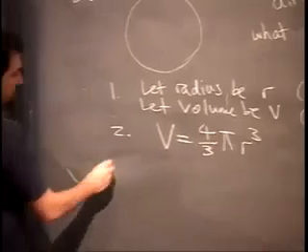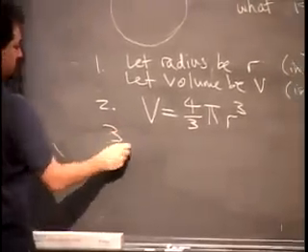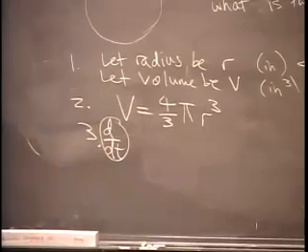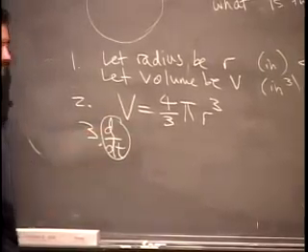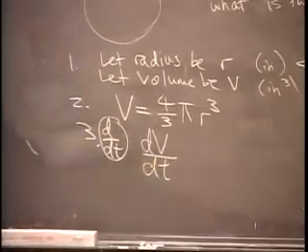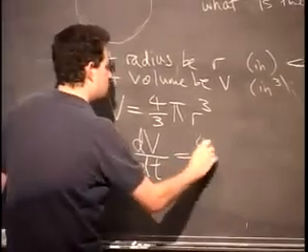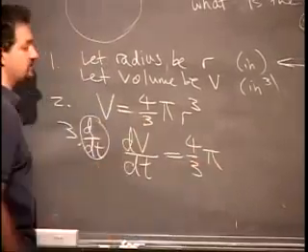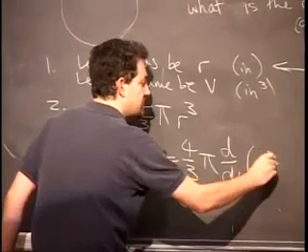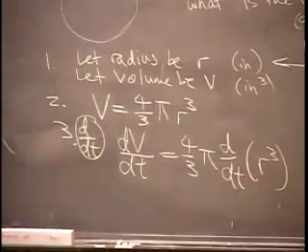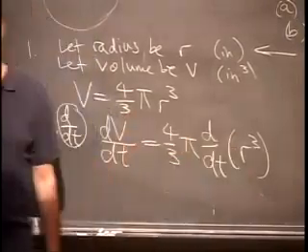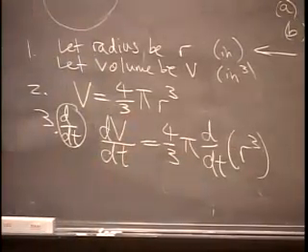In order to relate their rates, you need to take a d dt of both sides of this implicitly. Well, if you differentiate v with respect to t, you mercifully just get dv dt. 4/3 pi is just a constant, and then we're going to have d dt of r cubed. Now, if this was just t cubed, that derivative would be 3t squared. But it is not t, it is r cubed.